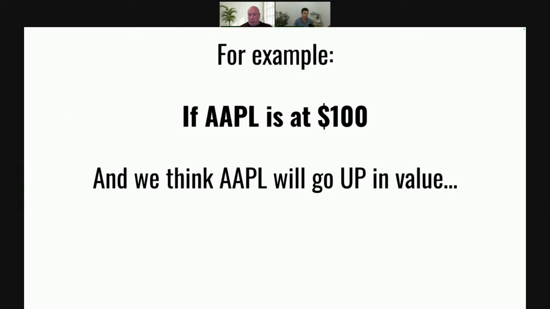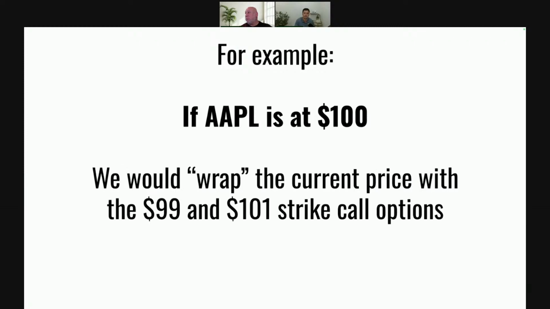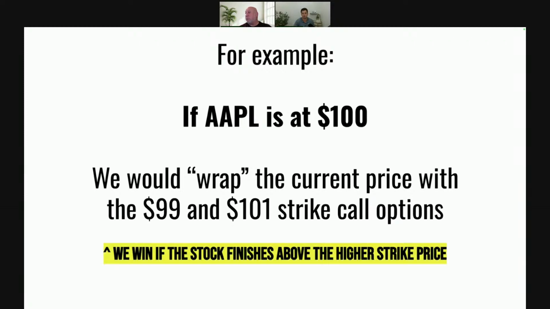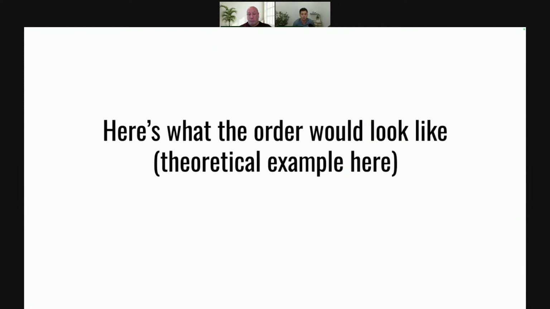So for example, this is theoretical here, but let's say Apple's at $100 and we're long Apple. We think it's going up in price. We would then wrap the current price of the stock with the 99 and 101 strike call options, right? So we're wrapping the current price with the 2 strikes. We win if the stock finishes above the higher strike price. That's how we win with this.